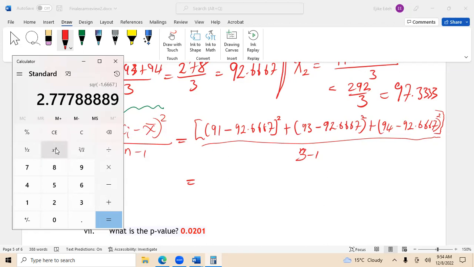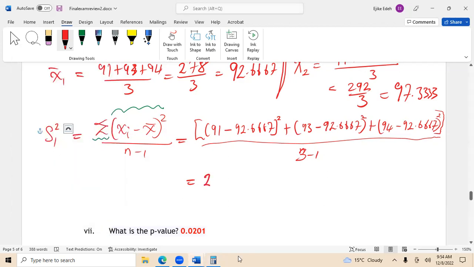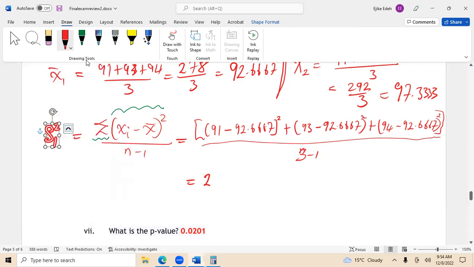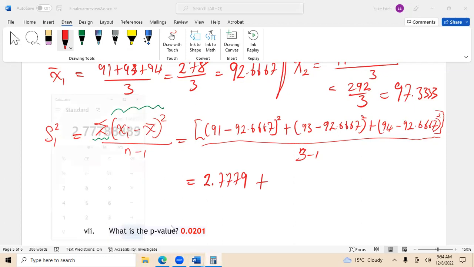So you have 2.7778. But this number here is 8 also. So let's say 2.779, right? Okay. So we have 2.7779. Okay, and then we go to the next one, plus the next number is 93.